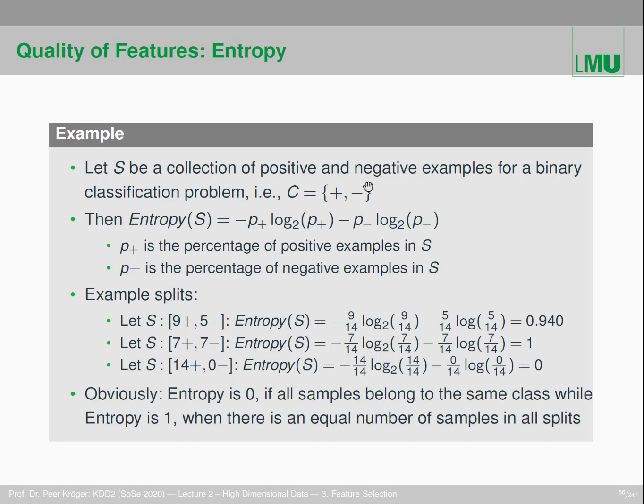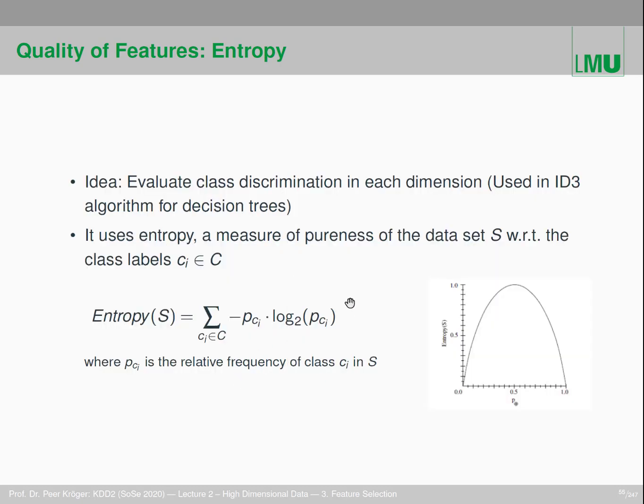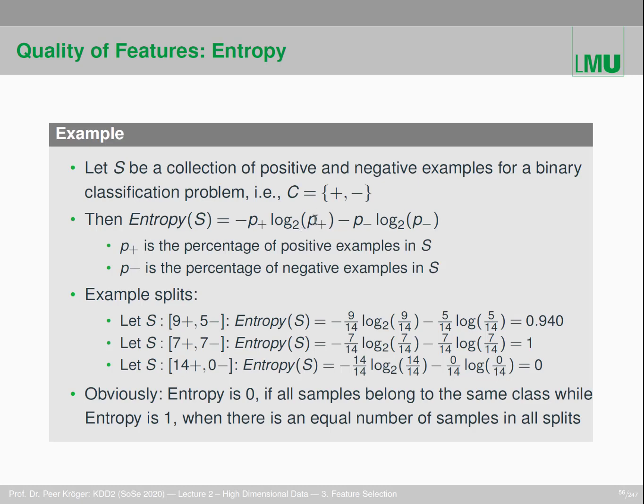So let S be a collection of positive and negative samples. So we have a binary class problem, and the class labels are plus and minus, positive and negative. And then we want to compute the entropy for some given splits here. In that case, we just take the frequencies of the positive examples minus the frequencies of the negative examples, and then we can compute the entropy here.